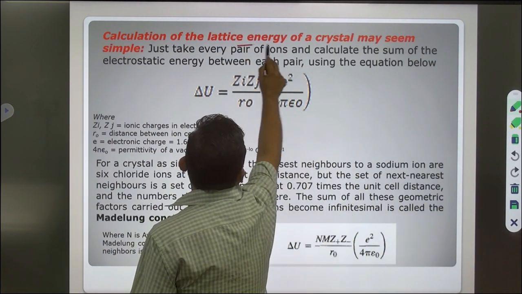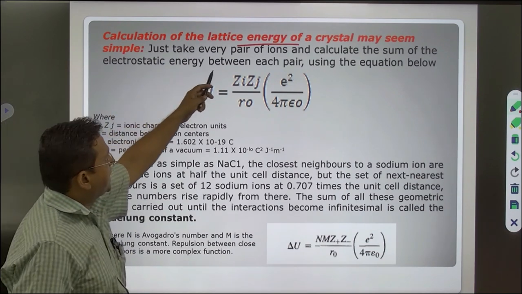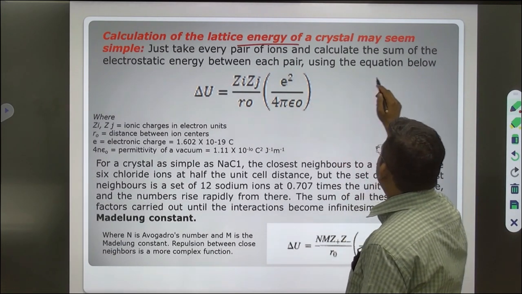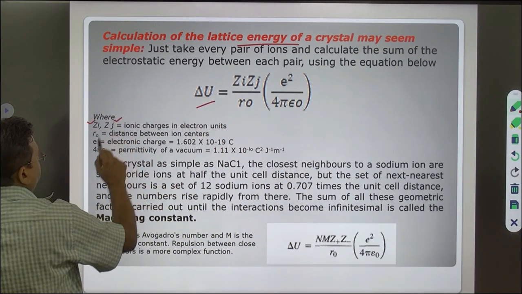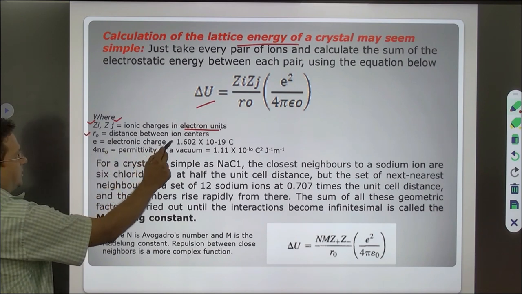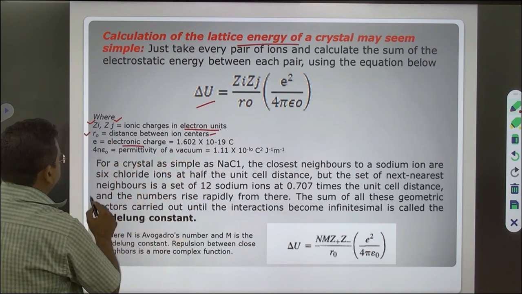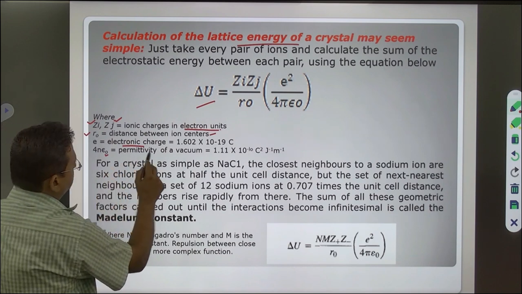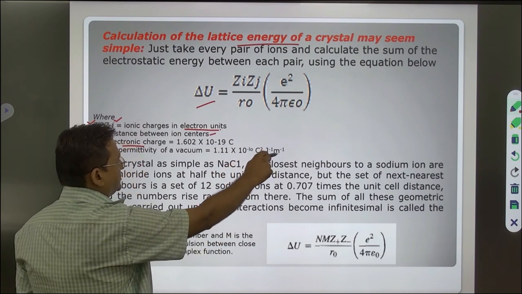Calculation of lattice energy for a crystal may be seen. Just take every pair of ions and calculate the sum of the electrostatic energy between each pair using the equation below. This is delta U, where Zi and Zj are ionic charges in electron units. Ro is the distance between ion centers. E is electronic charge, 1.6 into 10 to the power minus 19 coulomb, and 4 pi epsilon 0 is the permittivity of vacuum, equal to 1.1 into 10 to the power minus 10 C square J minus 1 m minus 1.